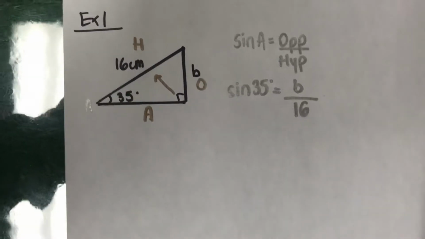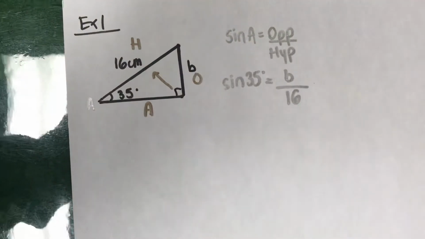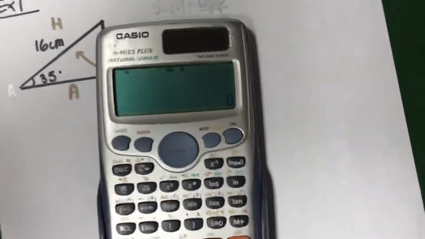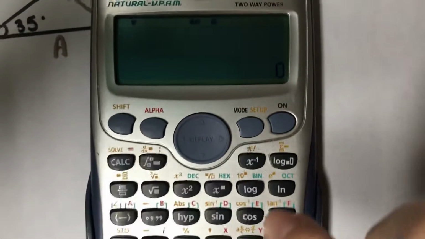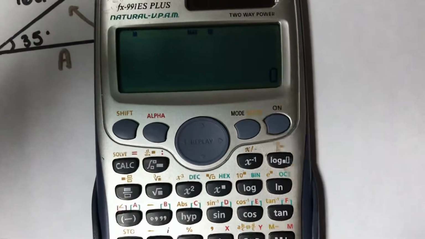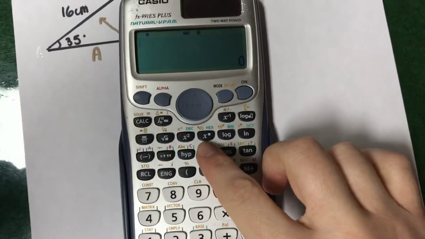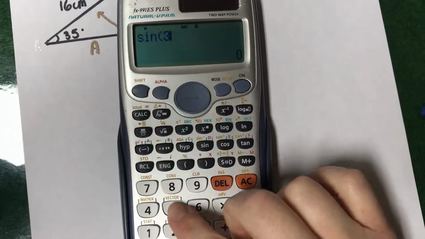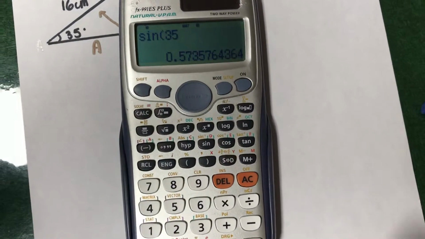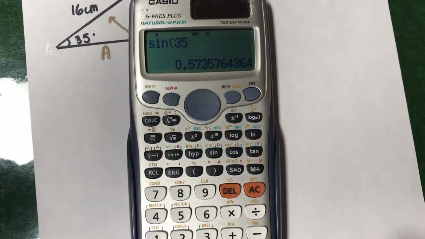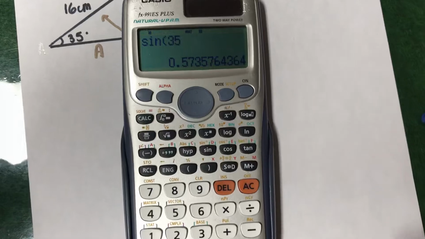So sine 35, we saw that a couple slides earlier. I'm going to use my calculator to calculate it. So if you've had issues with that before, this is how we do it. It's in degree mode. So I'm going to enter sine and then 35, which gives me this number. And we're always going to round it to 4 decimal places to get as accurate an answer as possible.